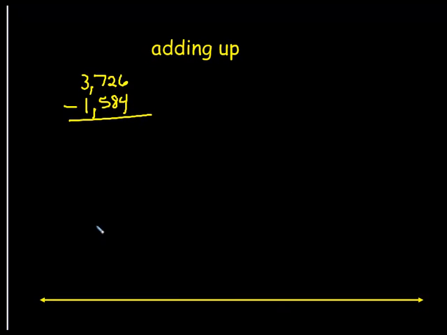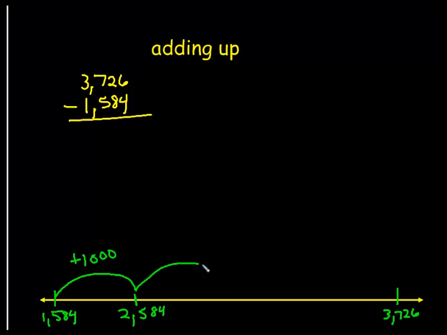Our next strategy is called adding up. You're actually going to only use addition in this problem. You're going to start with the second number, 1,584, and our goal is to get to 3,726. So I'm going to start by adding in groups of thousands. So if I add 1,000 to that, I'm at 2,584.